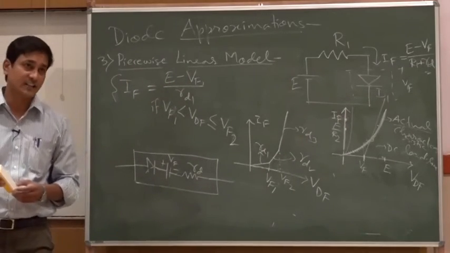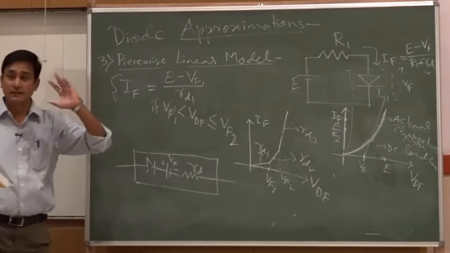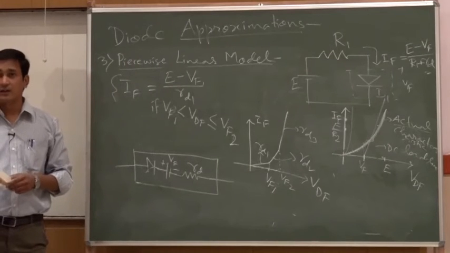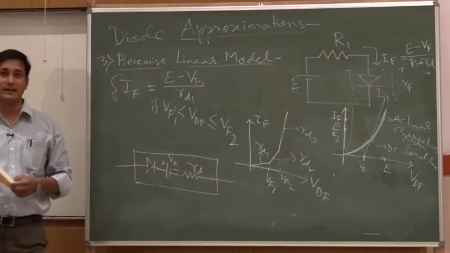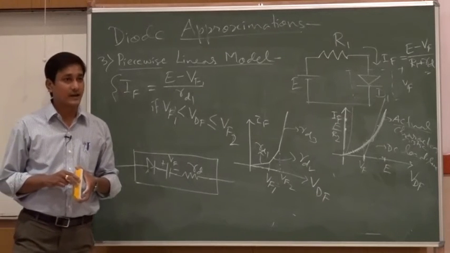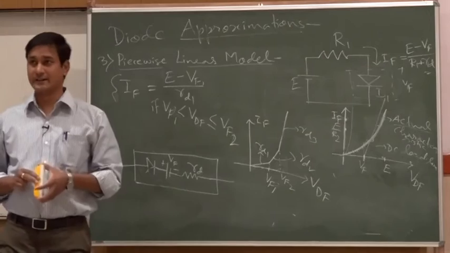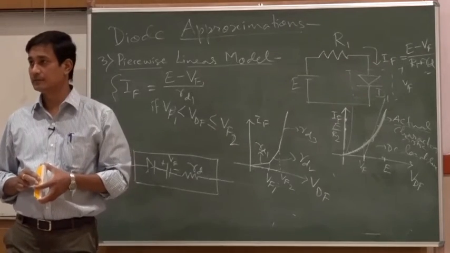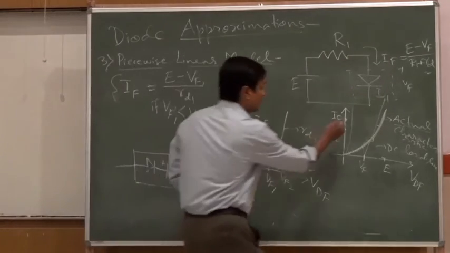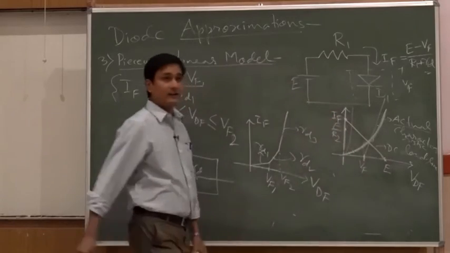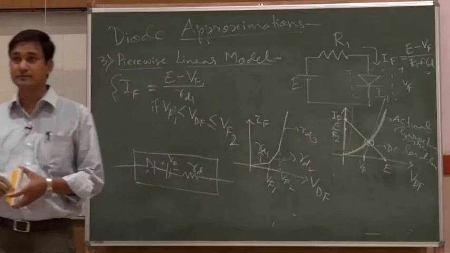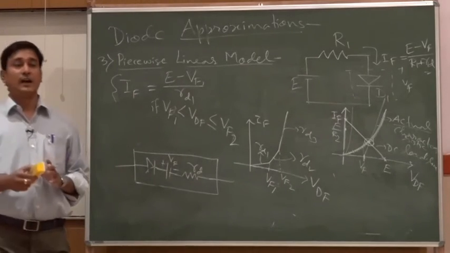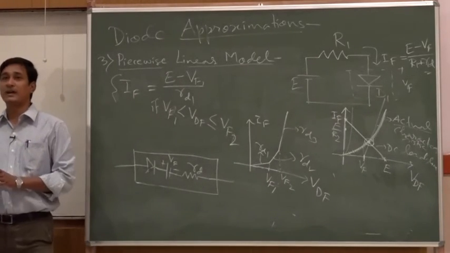Still, if you are not satisfied with this model in terms of accuracy, you do not have any other choice than the DC analysis we did earlier, or the DC load line analysis we did at the beginning. So in that case we have to draw the load line and find the Q point so that you get the actual one.